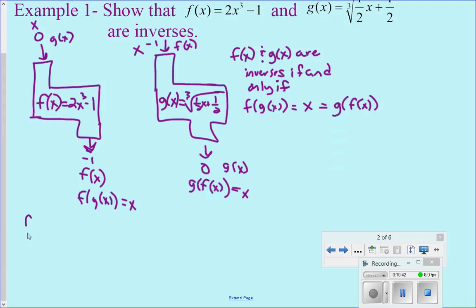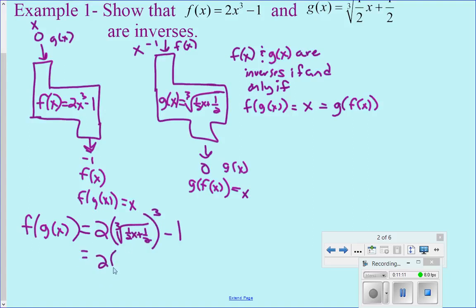So I'm going to find f of g of x, meaning I'm going to start writing the f function, 2x cubed, but the minute I write the x, I'm replacing that with g of x, because g of x is going in place of x. So that means 2 times the cubed root of 1/2 x plus 1/2, and that's going to be next my f equation cubed and then minus 1. So I know that cubing a cube root undoes that, so I'm just left with what was underneath the cubed root in the first place.